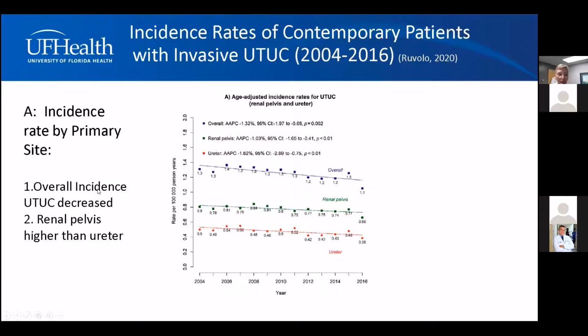Overall, you'll see that up to this upper line here, you go by time, and on the y-axis it's the rate per person-years. So low incidence, higher incidence. Overall, upper tract urothelial cancer has actually decreased over time, which is good. But the renal pelvis has a higher incidence than the ureter, and they really have stayed stable. So everybody understands these graphs?